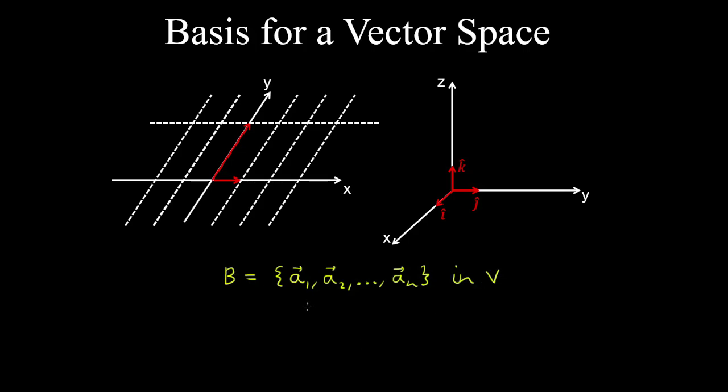And B is a linearly independent set. And the set B also spans the vector space V. Then B is called a basis for the vector space V.